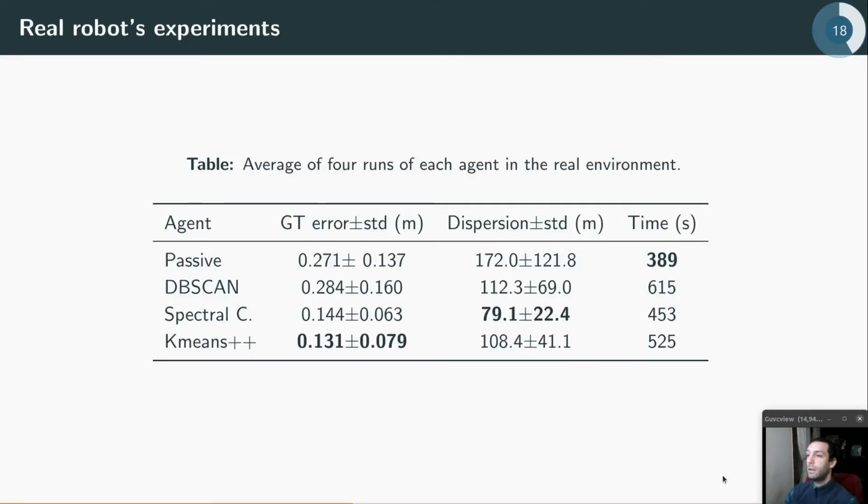Here only 4 experiments were done, just for confirmation of the results. And here we can see again that in the real experiment, spectral clustering and K-means++ with this strategy of building a compound map and sensing the point keep the ground truth error at around 13 and 14 centimeters, and also keep the dispersion low.